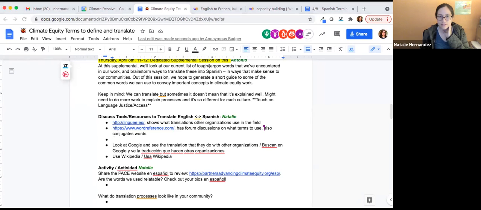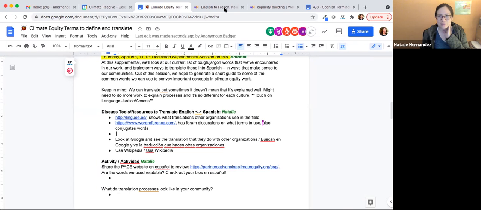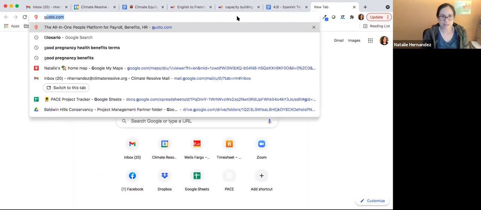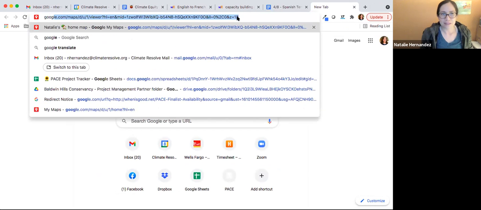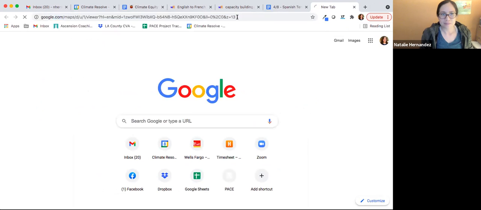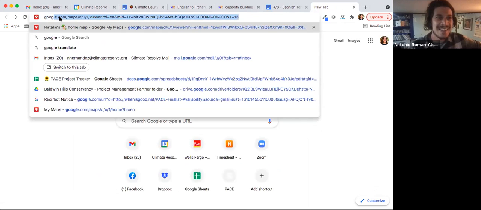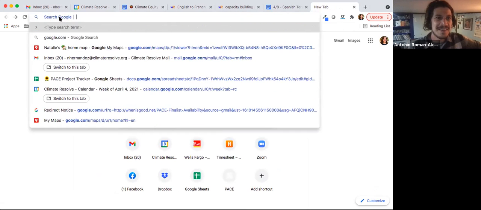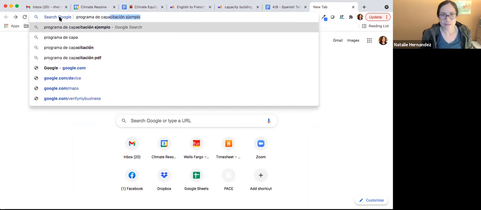Okay, the other two that I wanted to mention is sometimes I'll go into Google and see, so say that I found capacity building. What did I say? Programa de capacitación, I think. Google. This is my map. Because that's not what I want. Google. Programa. There you go.